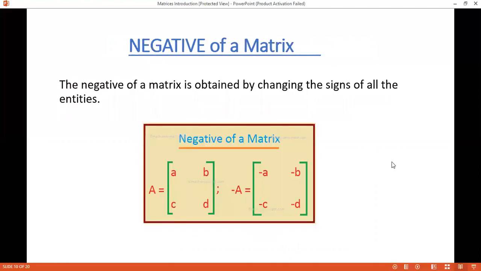Now, the negative of a matrix. The negative of a matrix is simply the changing of sign. For example, if this is a matrix A, B, C, D, then I change it to minus A, minus B, minus C, minus D. So this is the negative of the matrix. Where there is a negative sign, it must be replaced by a positive sign in the negative of a matrix. For example, in the case of minus A, minus B, C, D, the negative of the matrix will be A, B, minus C, minus D.